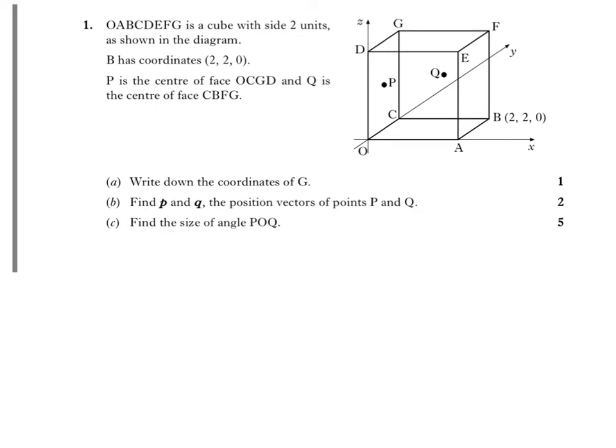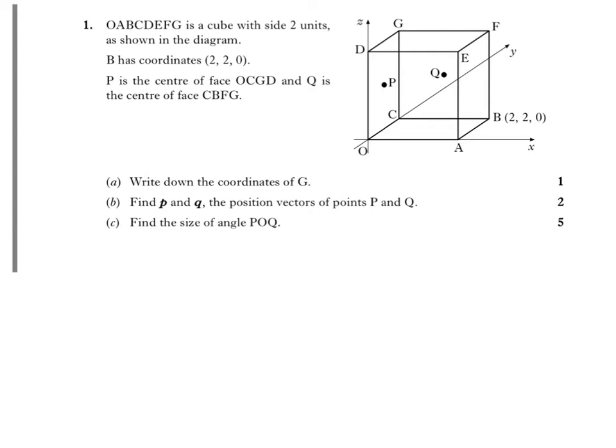Section 8, question 3. O, A, B, C, D, F, G is a cube with side 2 units. B has the coordinates 2, 0, 0. P is the centre of the face OCGD, and Q is the centre of the face CBFG, which is the face at the back there. Write down the coordinates of G.